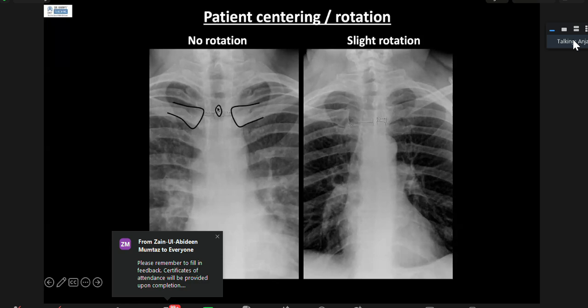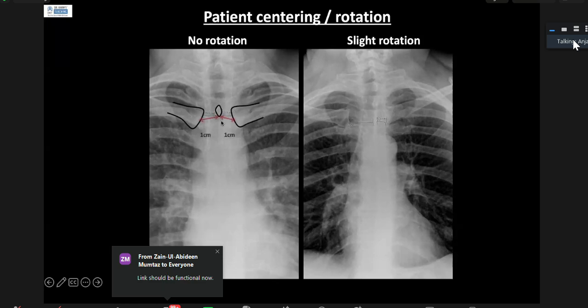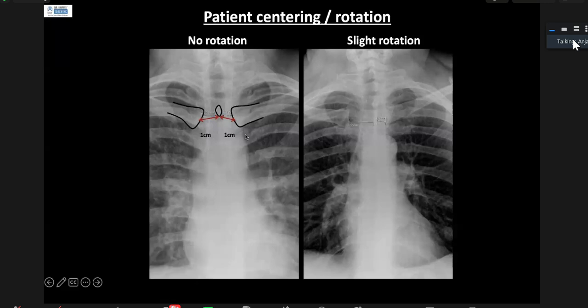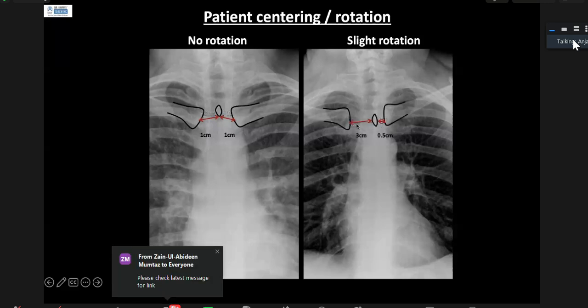We've outlined the spine here, we've outlined the medial end of the clavicles here, and we measure the distance to the medial end of the clavicles. They should be the same, equidistant, for us to say there is no rotation. So on this X-ray, you can see the distance is less on one side and more on the other side. So there is rotation there, okay?